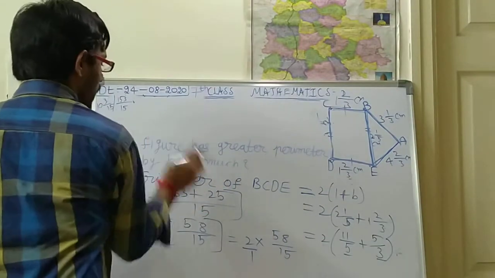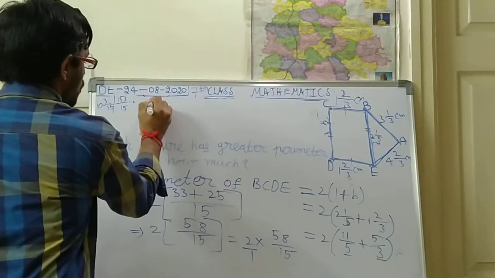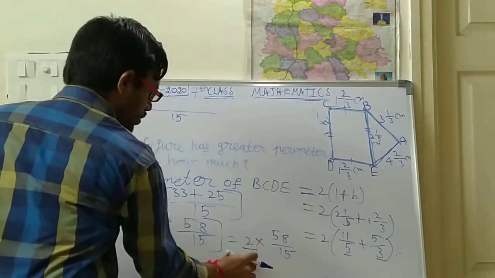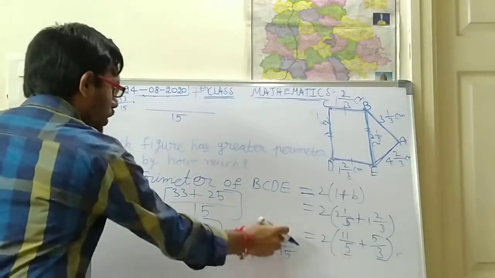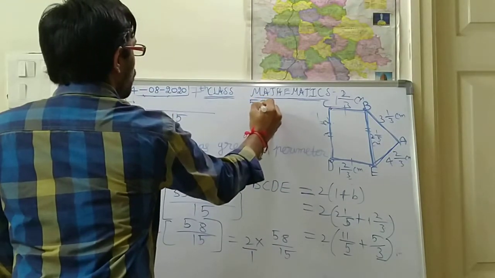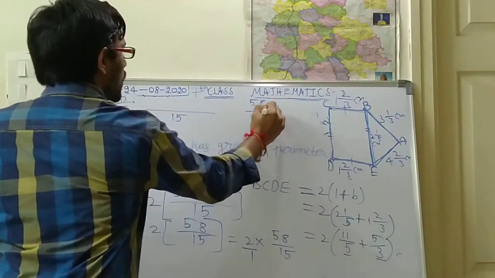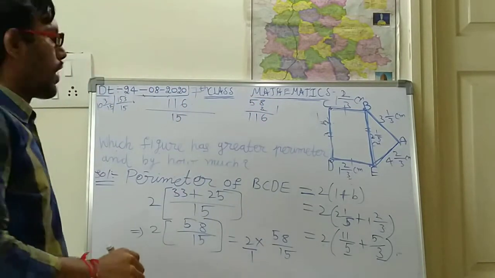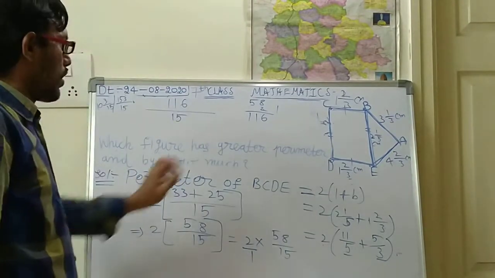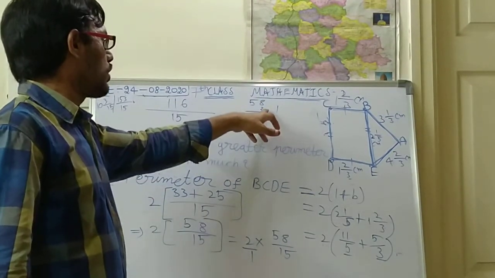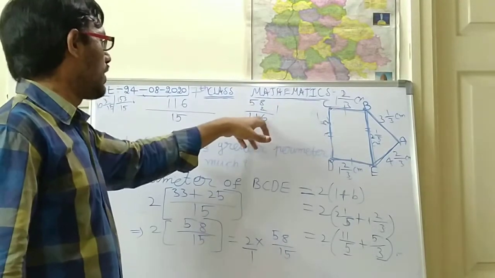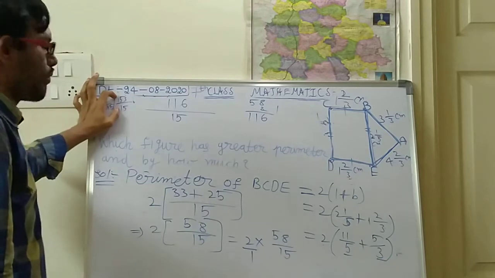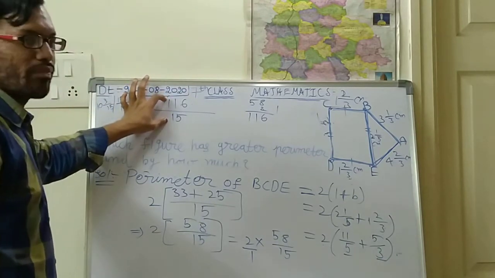So what will you get? I am writing the answer here. 2 into 58. The denominator is 15 only, because 1 into 15 is 15. So what is 58 into 2? 2 8s are 16. 2 5s are 10, plus 1, 11. So 116. Okay, 116 by 15. So here we got 153 by 15 and here we got 116 by 15.